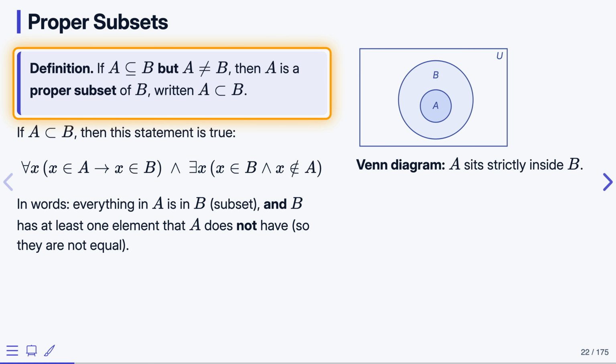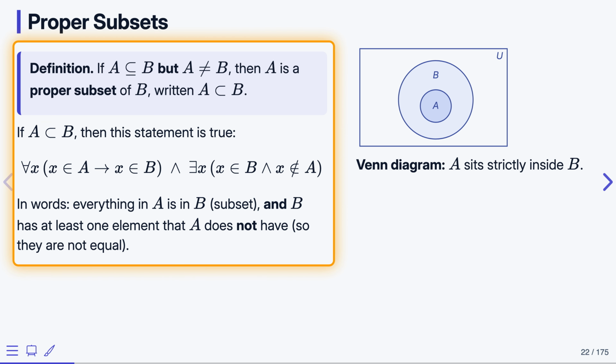A proper subset is a subset that is not the whole thing. If A is a subset of B, but A is not equal to B, we call it a proper subset of B. We write it with the pointed less than symbol, without the line under it, pointing at B. Two things are true when A is a proper subset of B: for all x, if x is in A, then x is in B, and there exists some x that is in B, but not in A.